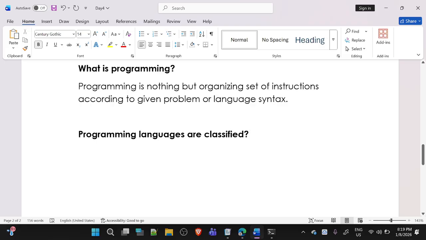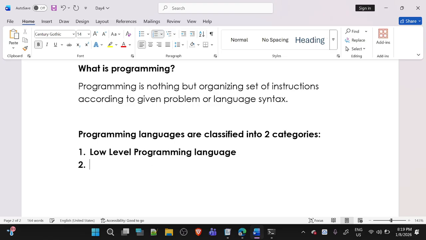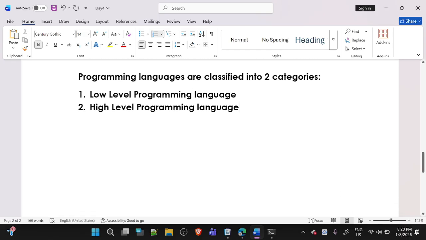So programming languages are classified into two categories. What are those two categories? One is low level programming language. Second one is high level programming language. Okay, so these are the two categories.